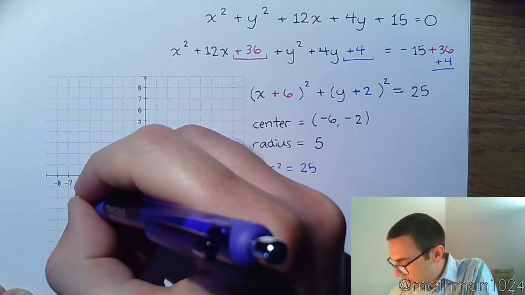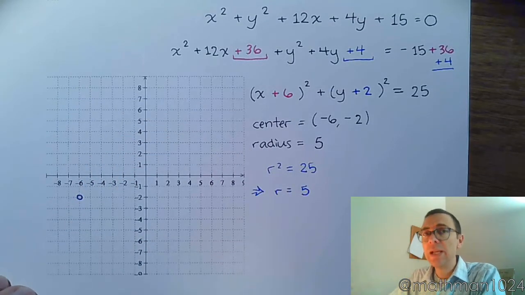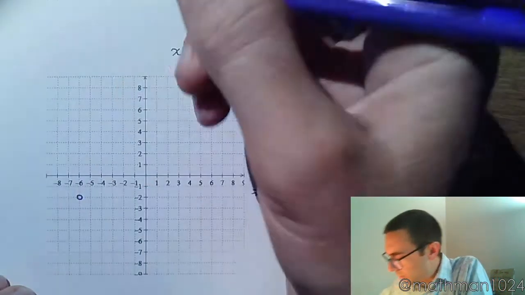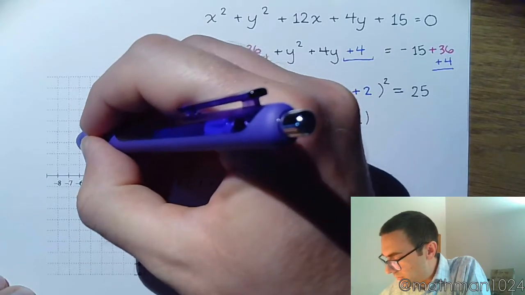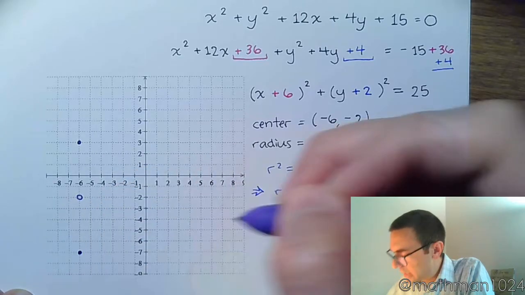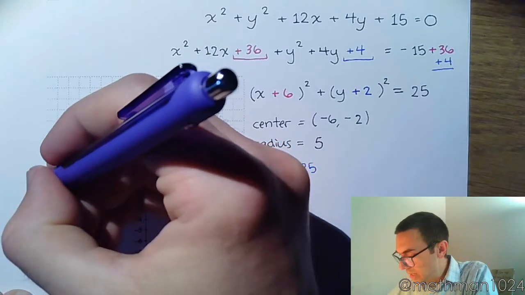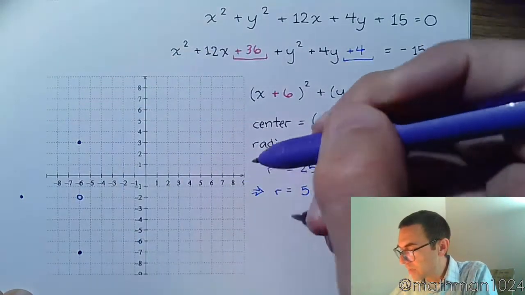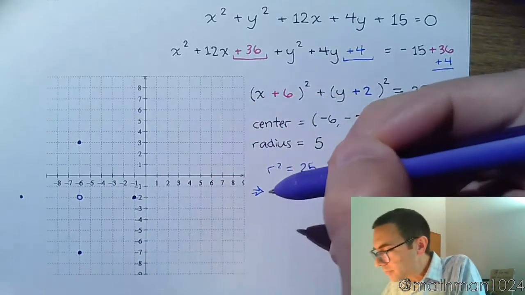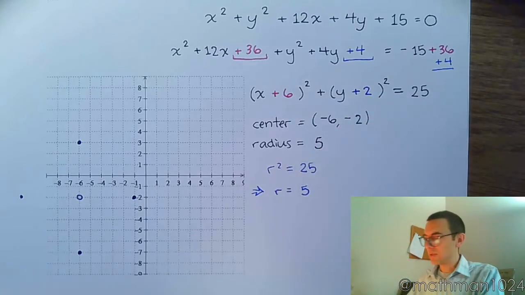Negative 6, negative 2 is down here. Again, we're using an open circle because that's the center and not an actual solution to this equation. The radius is 5, so I'm going to go up 5 units. 1, 2, 3, 4, 5. Down 5 units. To the left, 5 is going to be kind of tough. So this is 3, 4, 5 is somewhere over there. And 5 units to the right is going to be right there. All right, so now we need to connect the dots.